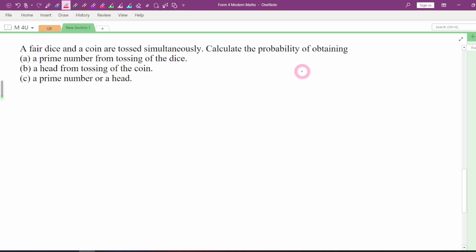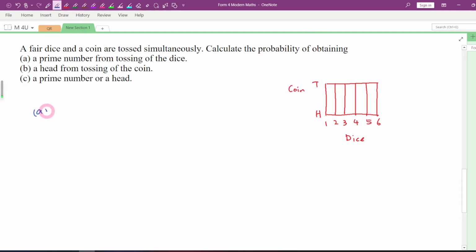For dice, there are 6 possible outcomes. So I'm going to draw 6 vertical lines. 1, 2, 3, 4, 5, 6. For the coin, there are two possible outcomes, head or tails. Okay, let me label it. 1, 2, 3, 4, 5, 6. This is for dice, and this is for coin. Head or tail.